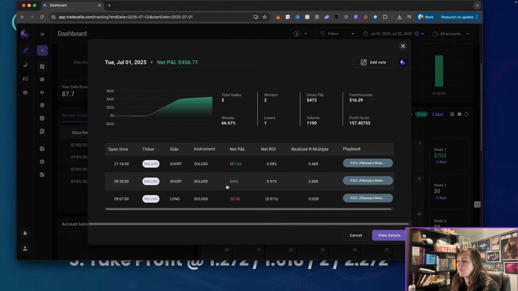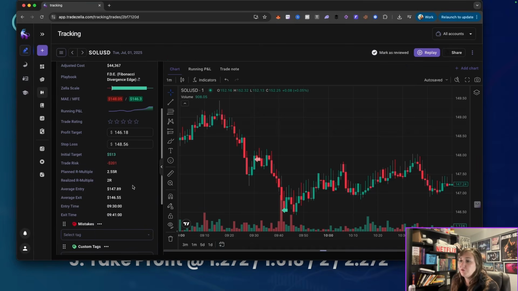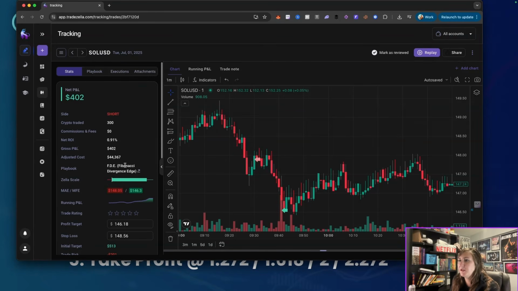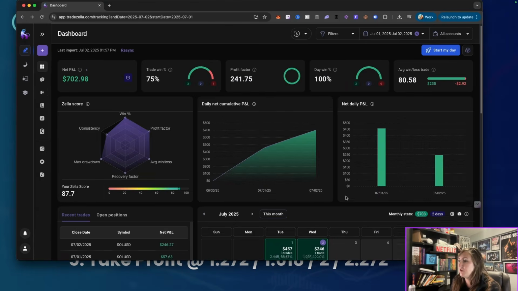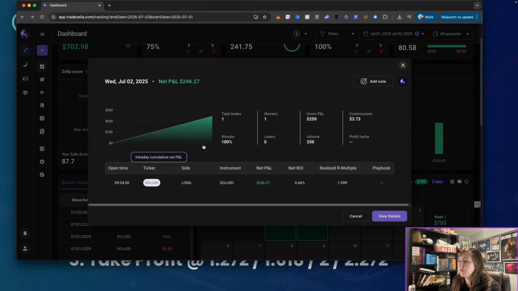So we had this 402 trade. This trade was actually entry time at 9:30 a.m. to 9:41 a.m. So you're looking at a 10-minute trade here playing on the 5-minute time frame, which is great. I like to be in and out of my trades pretty quickly. Can you hold them longer? Certainly. This could play out through the day and you could get way more profit. And then we'll look at the trade I took today.